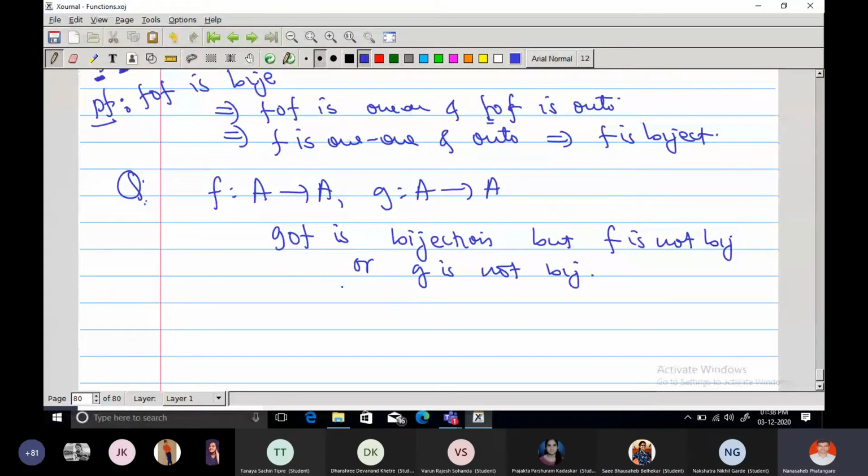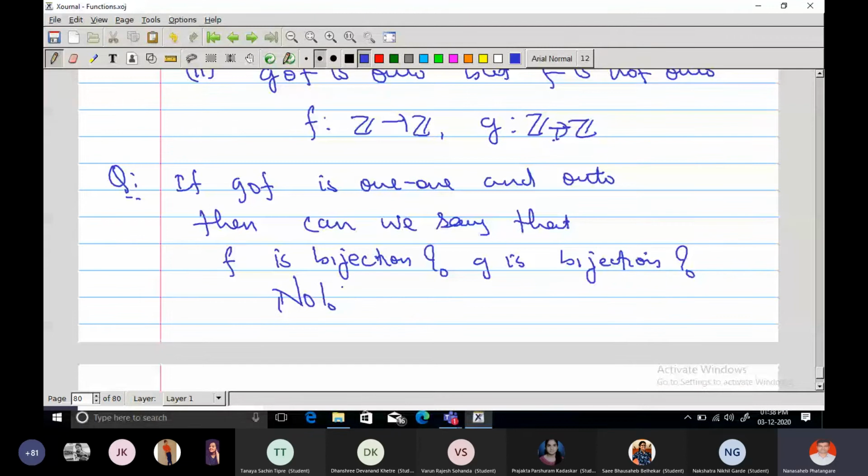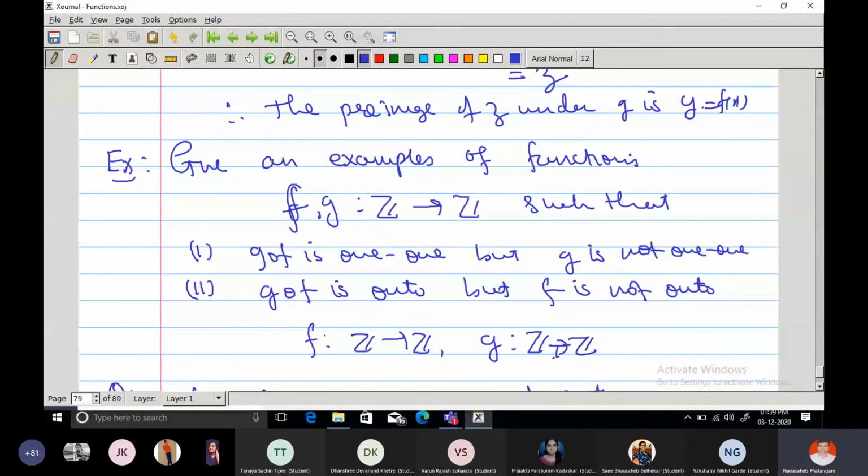Correct? It is possible that your functions are not the same. Then it is possible that the composition is bijective, but the functions are not bijective. Certainly, one of them is 1-1 and another is onto. That is right, but they may not be bijective. Correct?